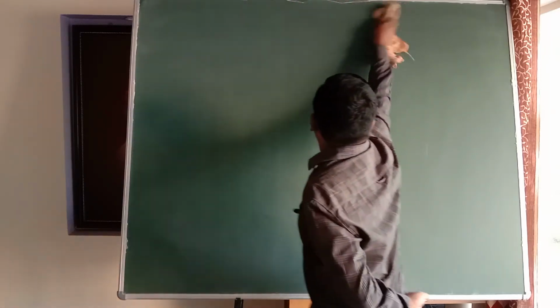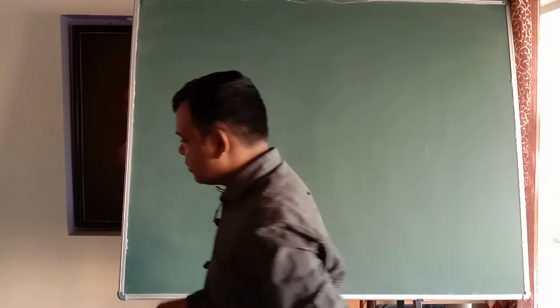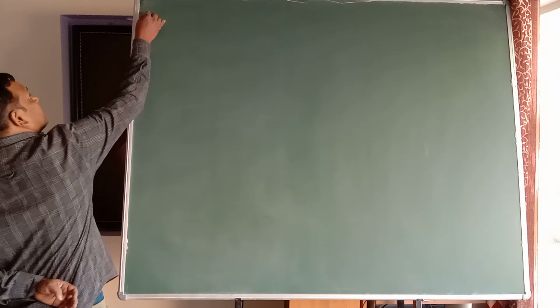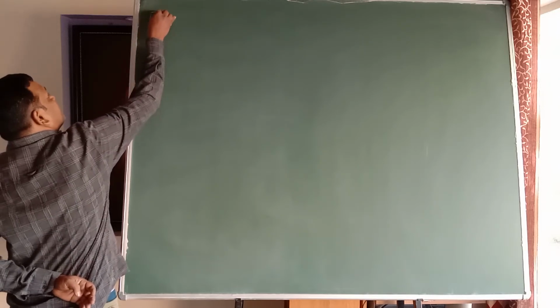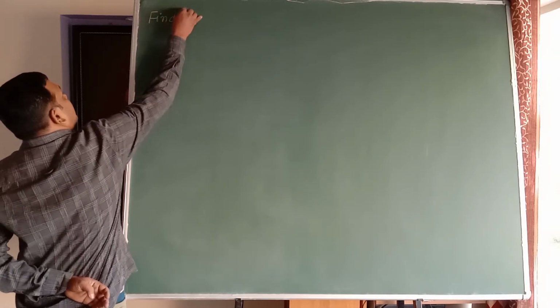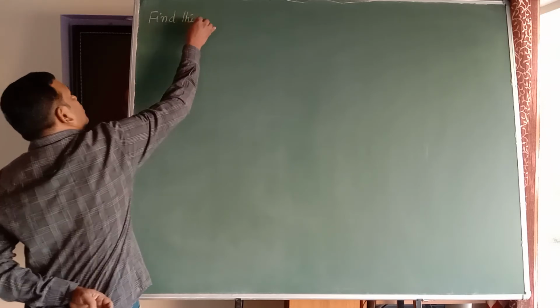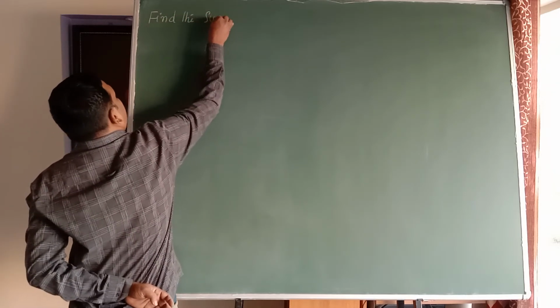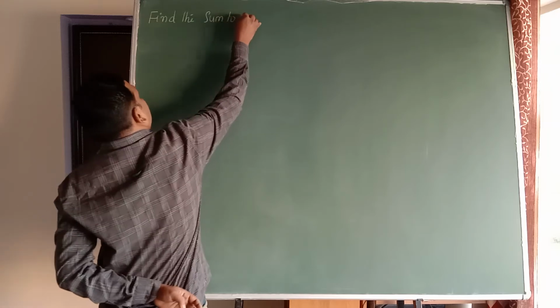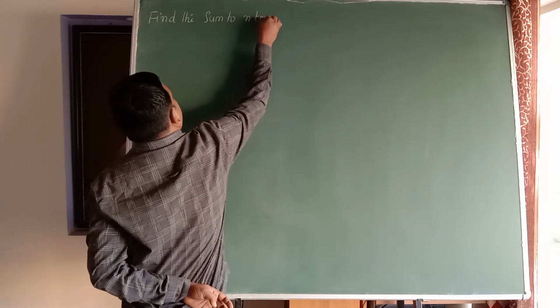Okay, look at the question here, children. Look at the question. What is the question here? I am going to write now. The question is, find the sum to n terms of the GP.